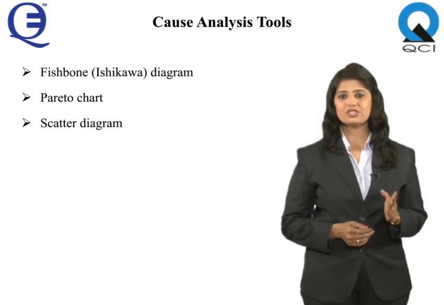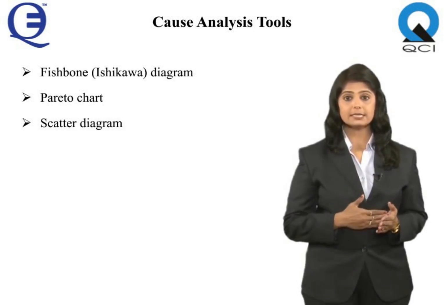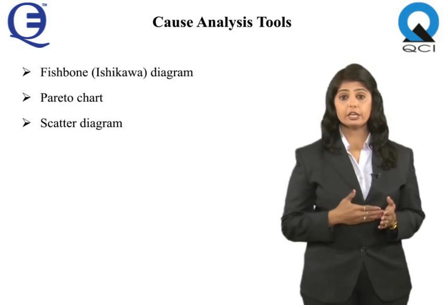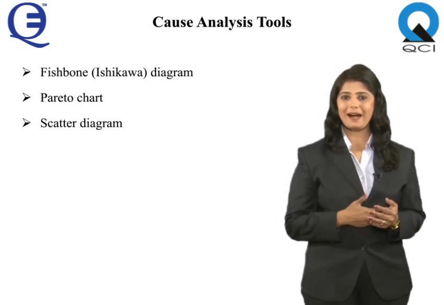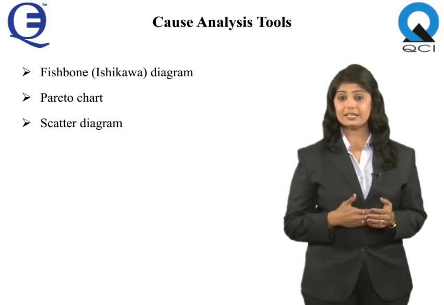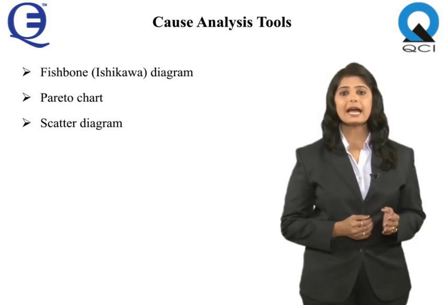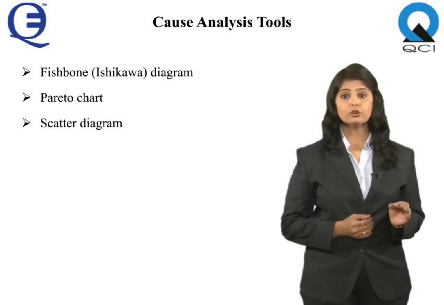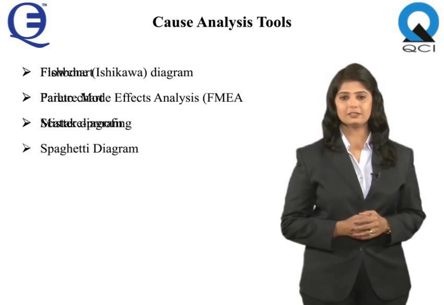2. Pareto chart. It is a type of chart that contains both bars and a line graph, where individual values are represented in descending order by bars and the cumulative total is represented by the line. 3. Scatter diagram. It is a tool for analyzing relationships between two variables.